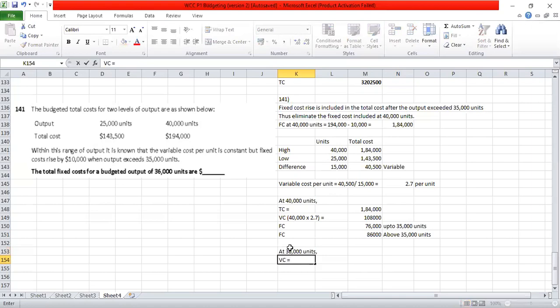variable cost is equal to 36,000 into 2.7. Fixed cost is 86,000. Just add them up. So that would be total cost.